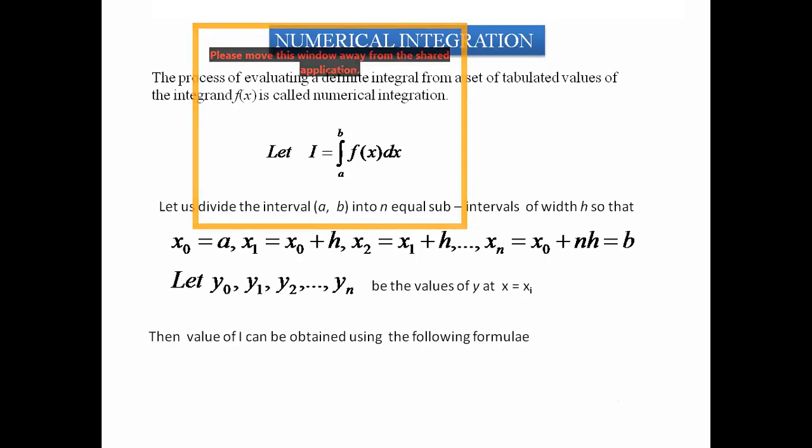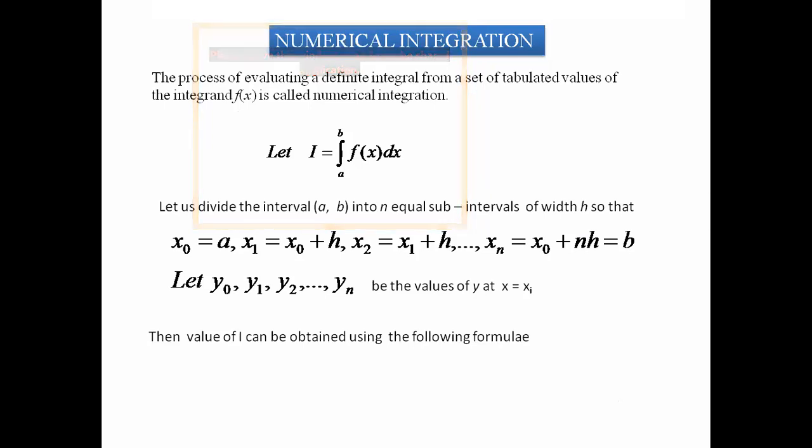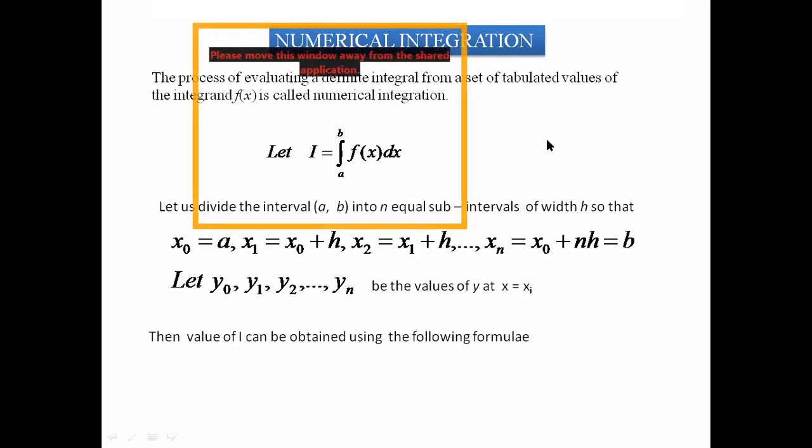Here the question is how to evaluate this integral using these formulae. So the theory part we leave. You can directly go to the formula. So first you shall see the trapezoid rule. When a problem of this type is given, the first step you have to take is to divide this interval AB into n equal parts.